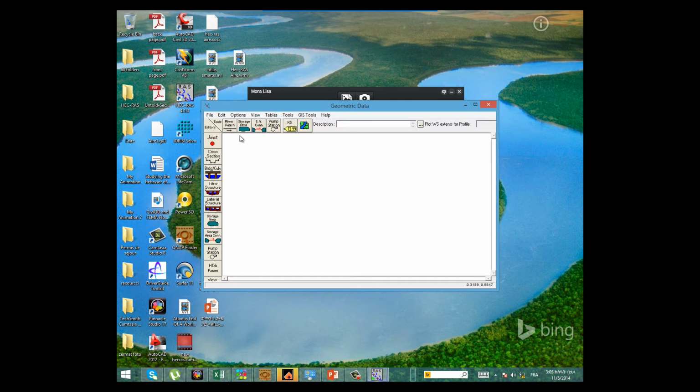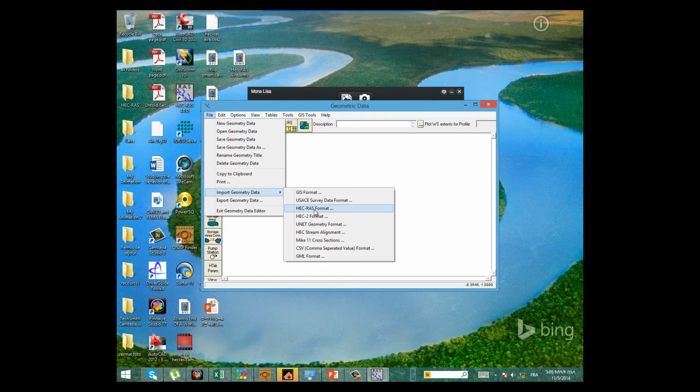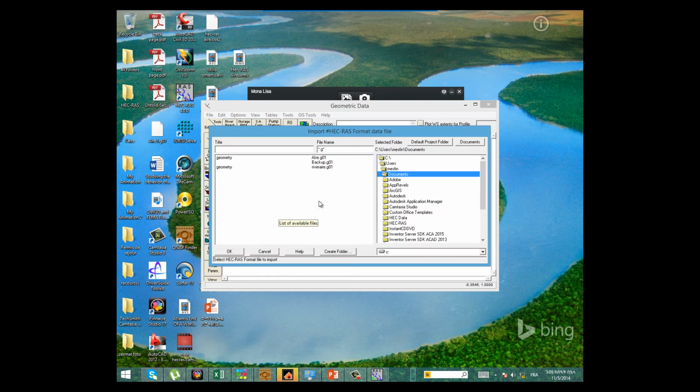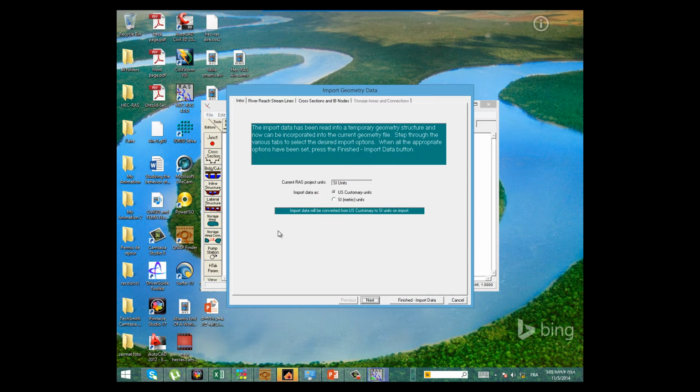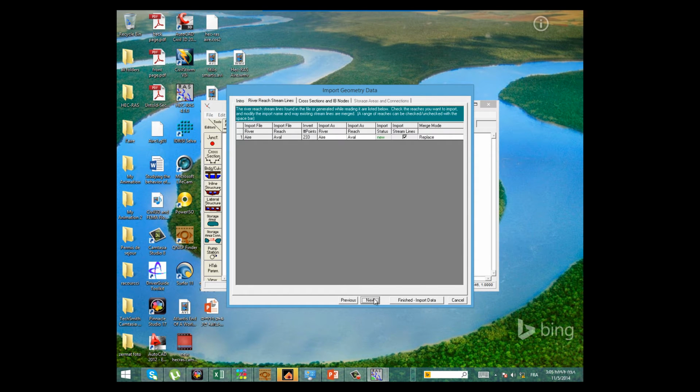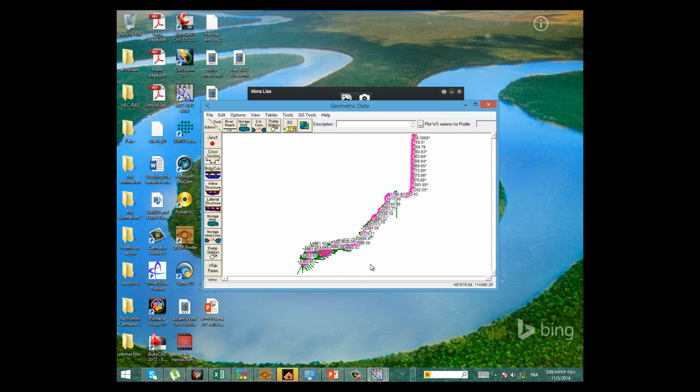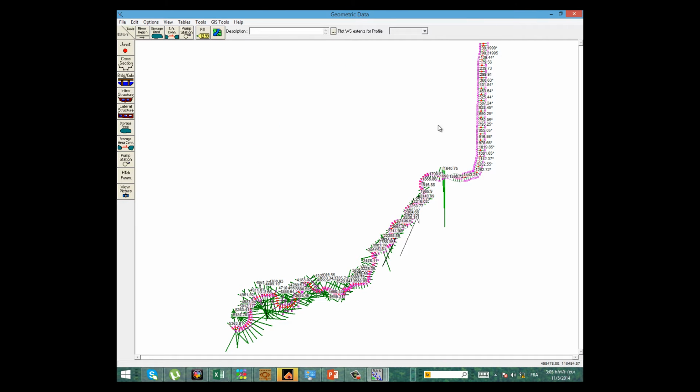First, let us import the hydrologic data. Here it is. We can import it from here. Okay, it's here. Then SI unit. Finished importing. So we have imported the data.